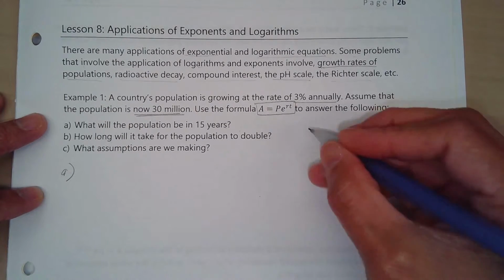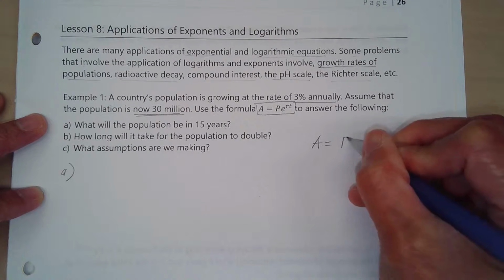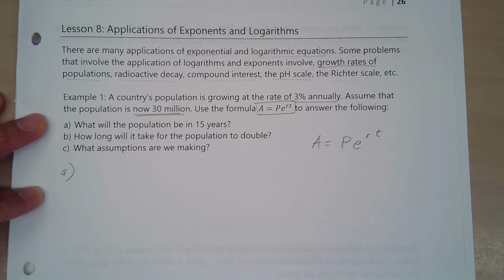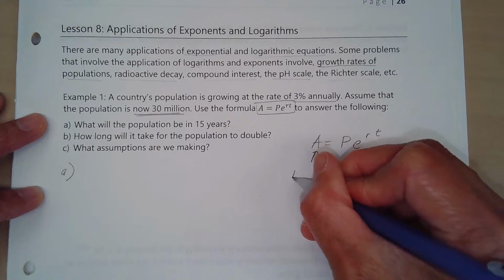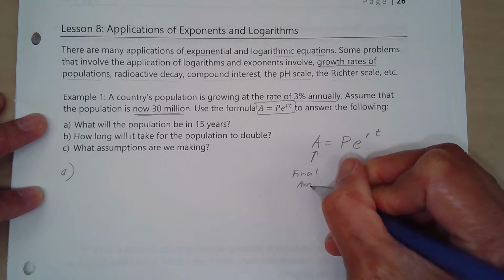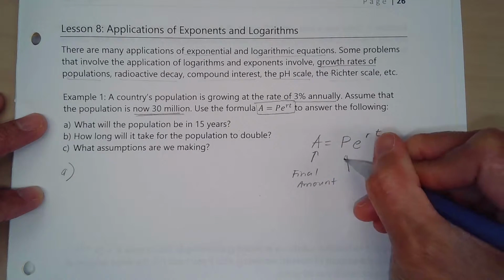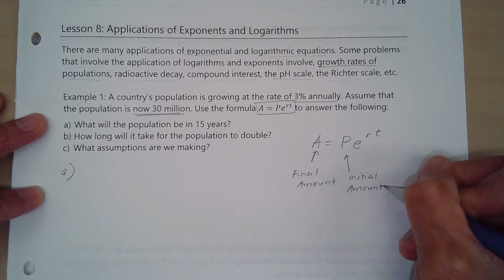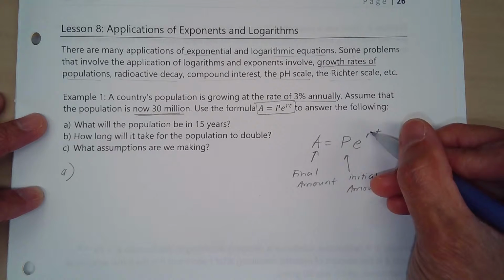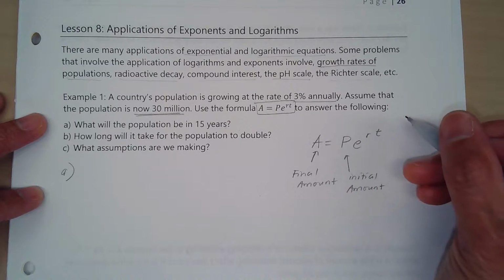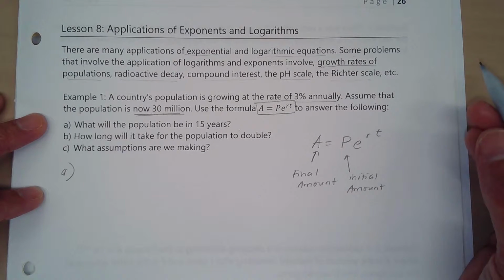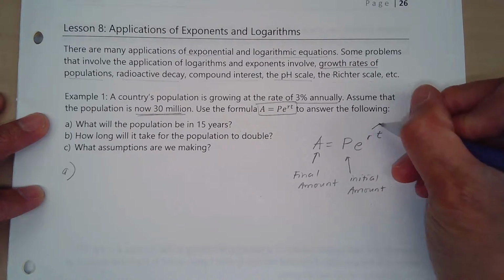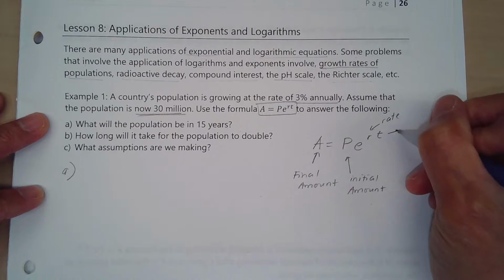Let's do letter A. What will the population be in 15 years? So they gave us A equals P, E to the R, T. A is the final amount. P is the initial amount, or initial population. You know that E is the base. R is the interest rate, the growth rate rather. And then T is the time.